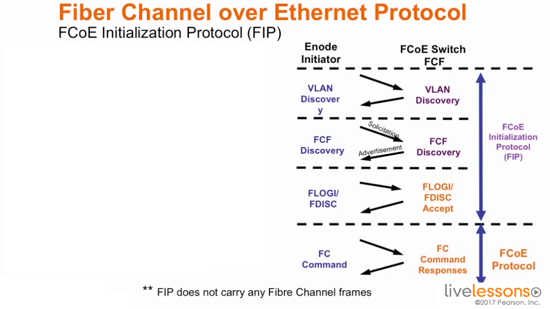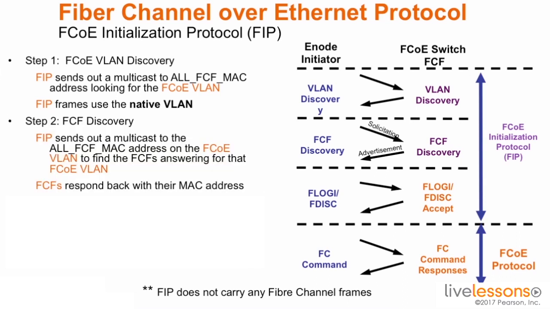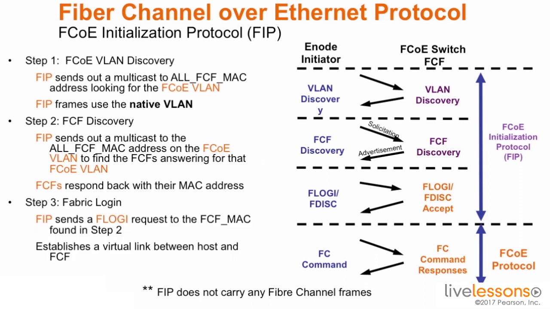There are a number of steps that take place as the Fibre Channel over Ethernet devices attach to the network. The first one is that we look for the specific VLANs on the FCoE network that are being used for Fibre Channel over Ethernet. The second one is, once we've found that VLAN, we need to find our Fibre Channel forwarders so that we can log into the fabric. And finally, just like Fibre Channel, we log into the fabric and we establish a virtual link between the host and the Fibre Channel forwarder.